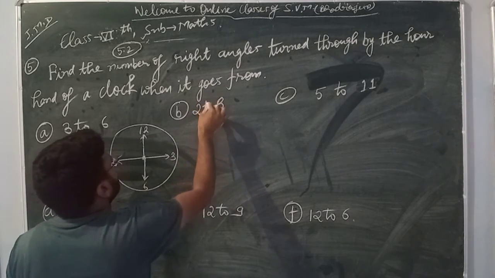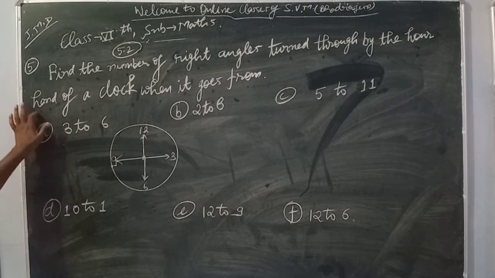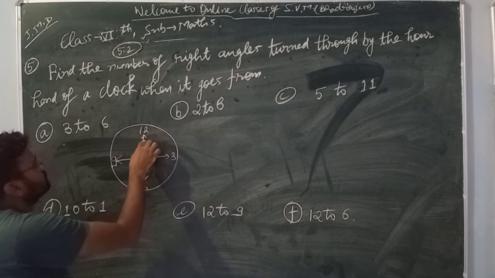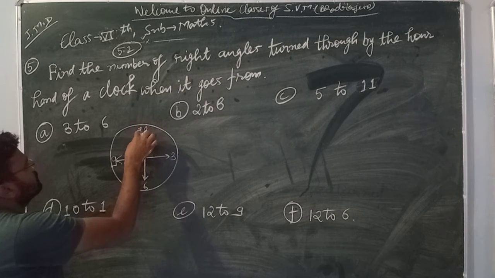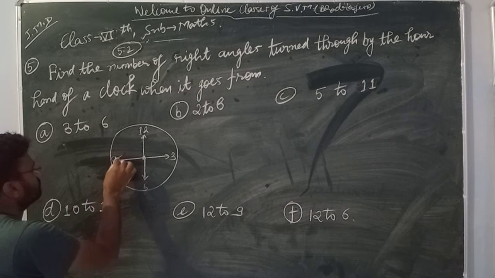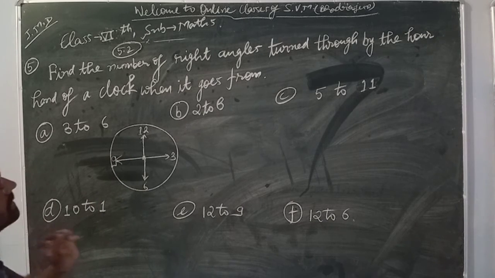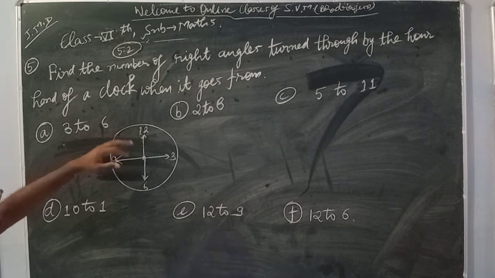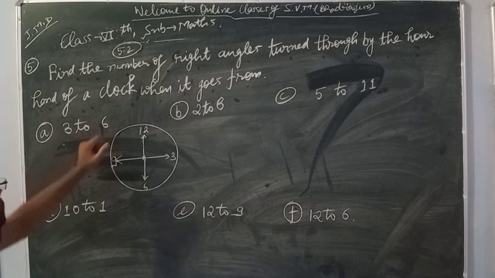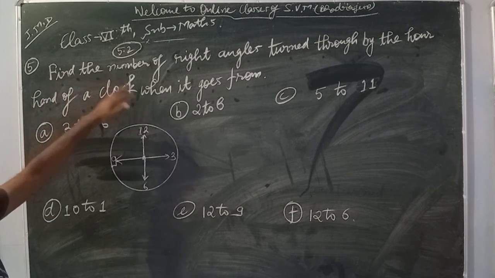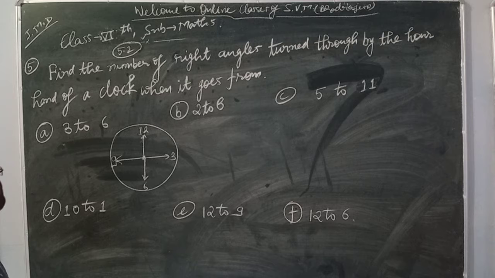First, what we'll do, we have to move by what? We have to move by 90 degrees. Okay, we have to find out how many angles of 90 degrees we will move when we go from 3 to 6. And this is what is given: find the number of right angles turned through by the hour hand of a clock when it goes from.